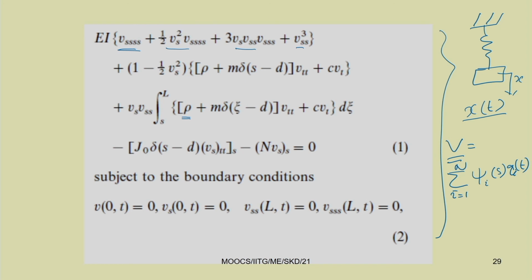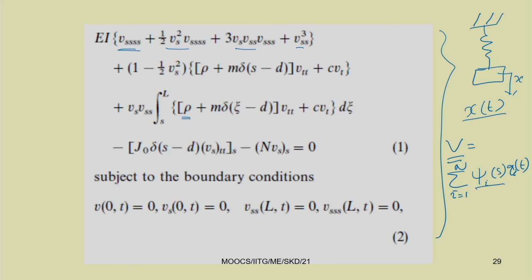We can take 1 to infinity also, but limiting the number of modes, we can write i equal to 1 to n, where psi i s is the shape function, and q i is known as the time modulation.